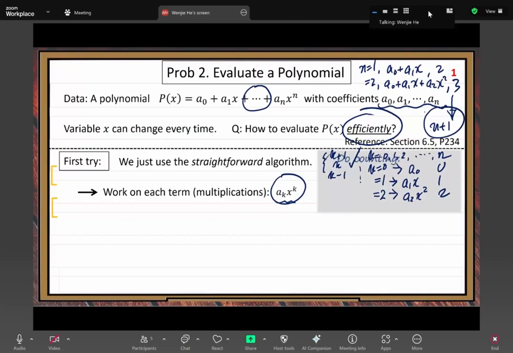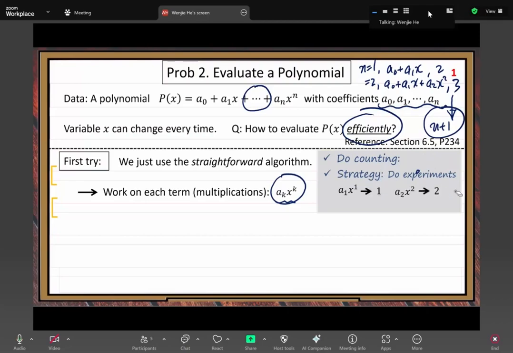Next. So, strategy. Now let me erase. So here, I just repeat the experiment. Conclusion: k multiplications. Next question. We want to determine if this algorithm is efficient.